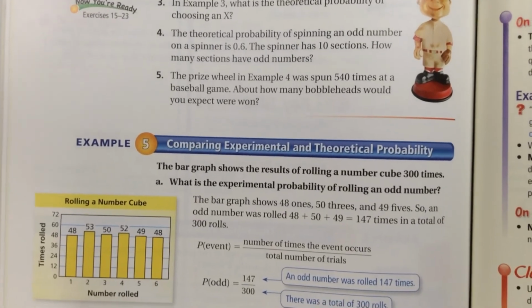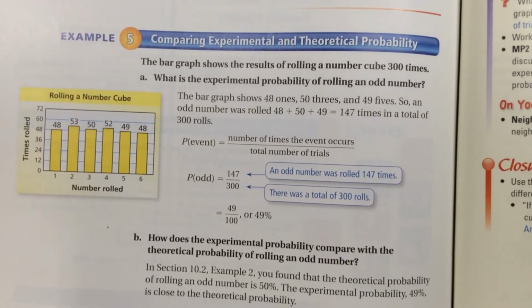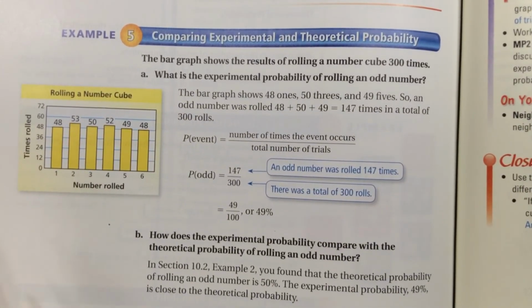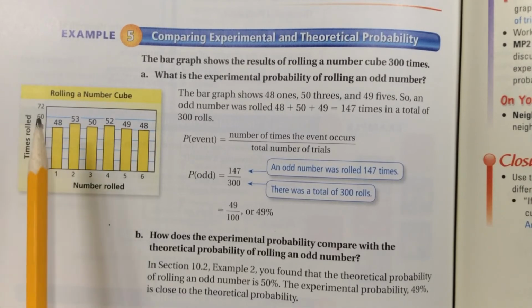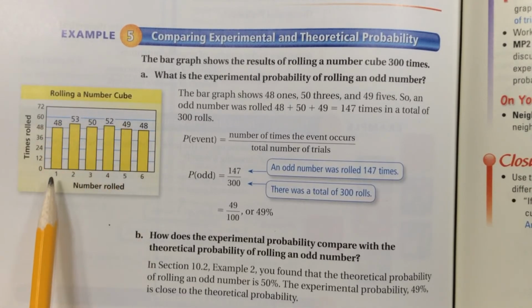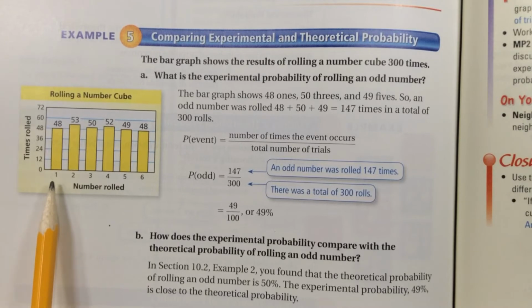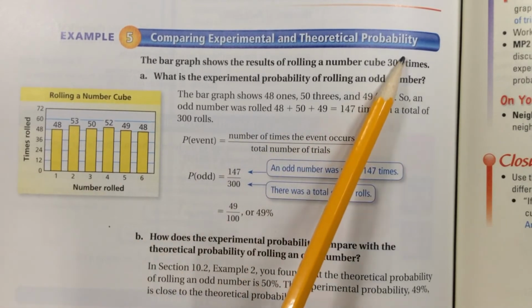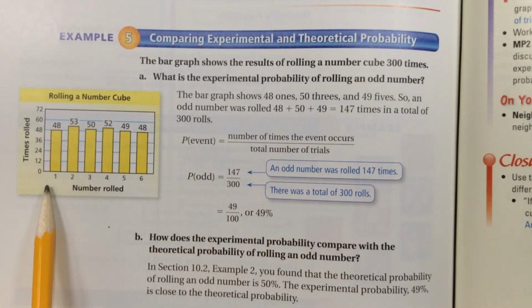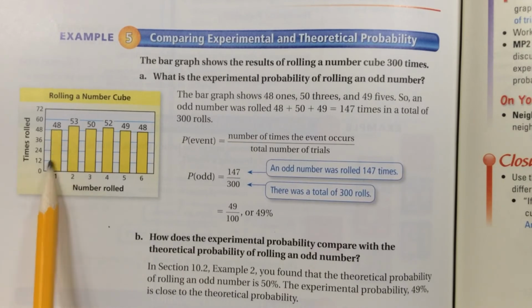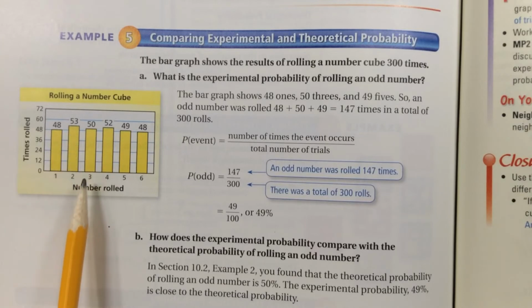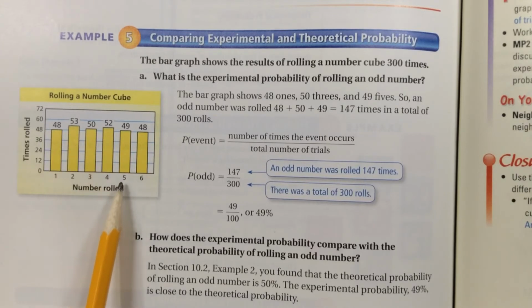Finally, comparing experimental and theoretical probability. So if we look here they rolled a number cube. They rolled it how many times? 300 times they rolled this number cube. And they got 1 48 times, 2 53 times, 3 50 times, 4 52 times, 5 49 times, and 6 48 times.